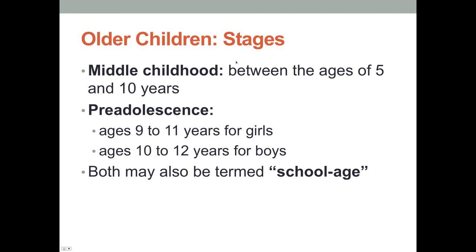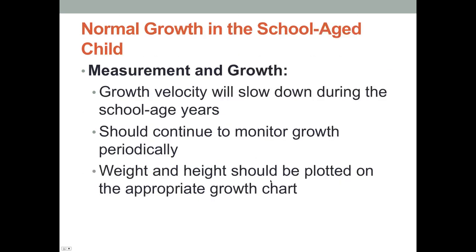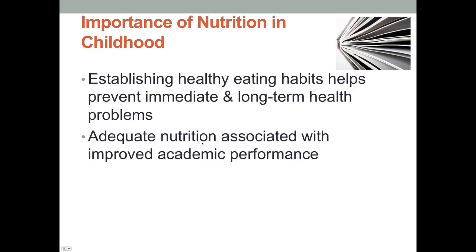Older children, as a reminder, middle childhood is called 5 to 10 years, and then the pre-adolescent is 9 to 11 for girls and 10 to 12 for boys, which can also be called school age. And remember, the school age child is going to have even slower growth than the preschooler, but they should still stay on track and plot them.